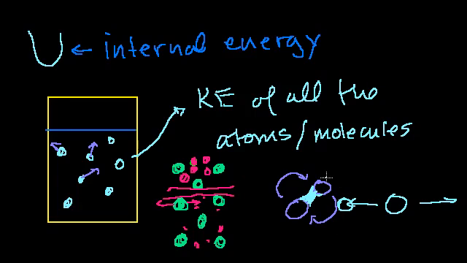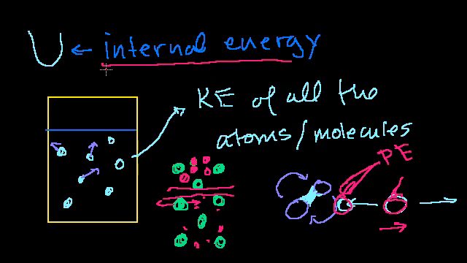So in this case, internal energy also includes the kinetic energy for the molecules that are moving fast, but it also includes the potential energies for the molecules that are vibrating, but they're at that point where they don't have kinetic energy. So it also includes potential energy. So internal energy is literally all of the energy that's in a system.